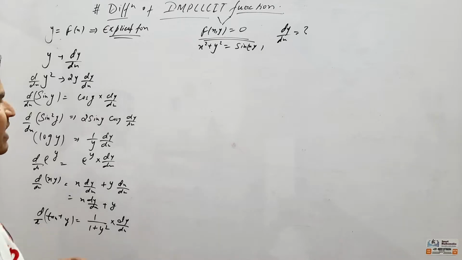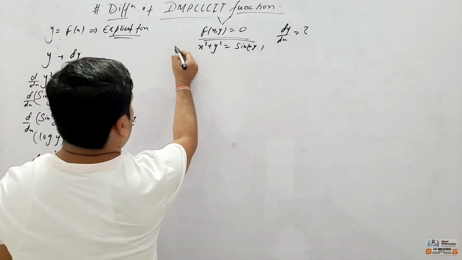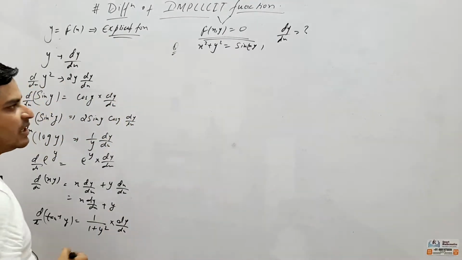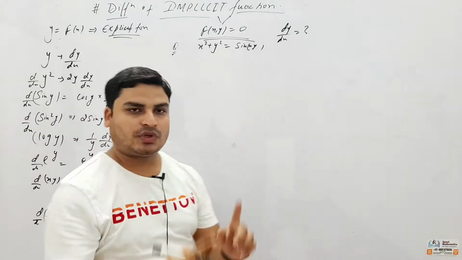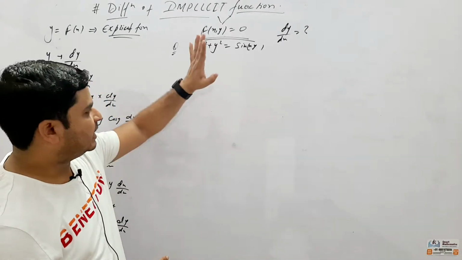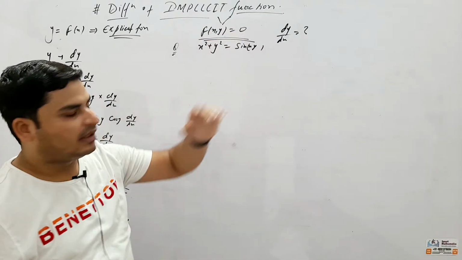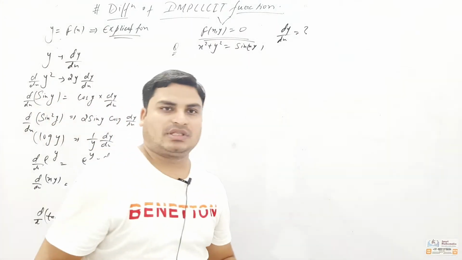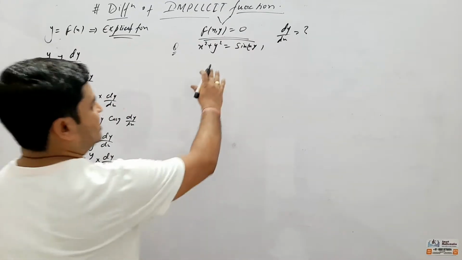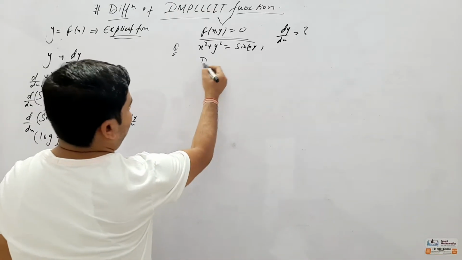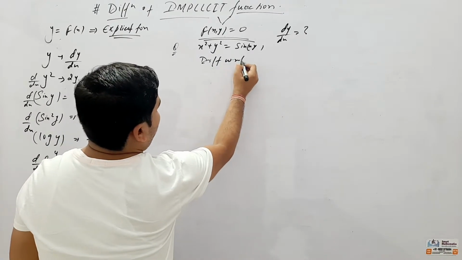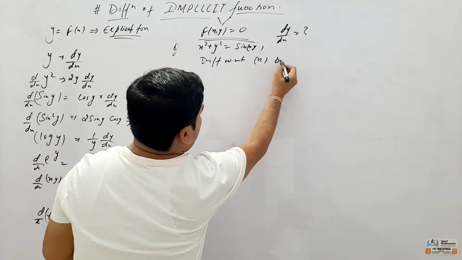Now come to the example. Your function is xy plus y square equals sin xy. Your first step is to recognize your function. It is in the form of implicit. Then you should start the concept of implicit function to get its derivative. So in the very first step, we will differentiate the function with respect to x on both sides.